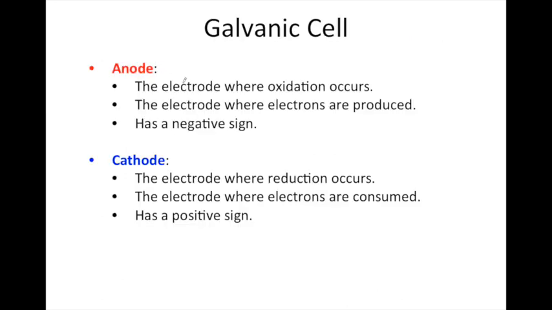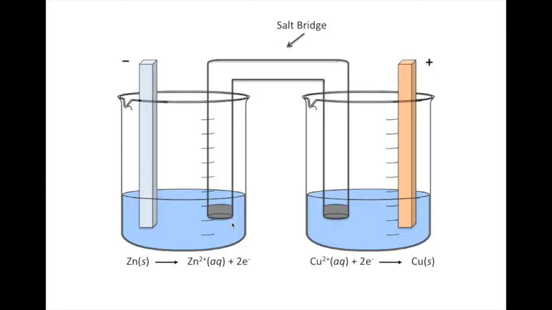The anode is the electrode where the oxidation occurs. It's where the electrons are produced and we give it a negative sign. The cathode is where reduction occurs. It's where the electrons are transferred to or consumed, and it has a positive sign. So be sure you're familiar with these terms.